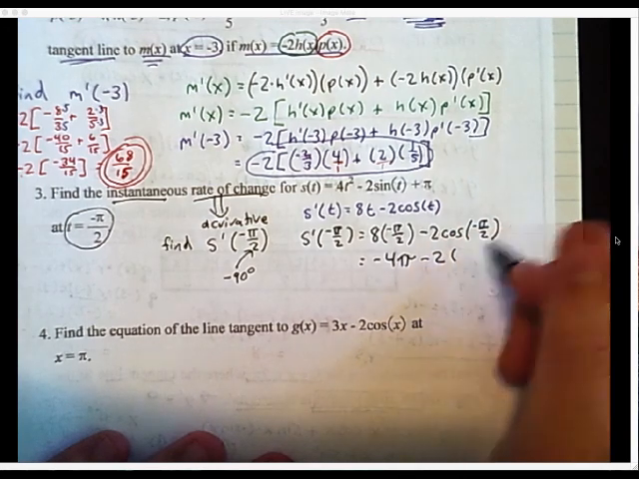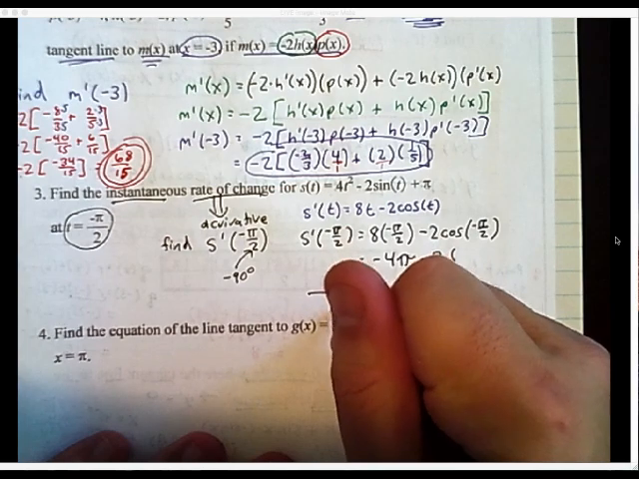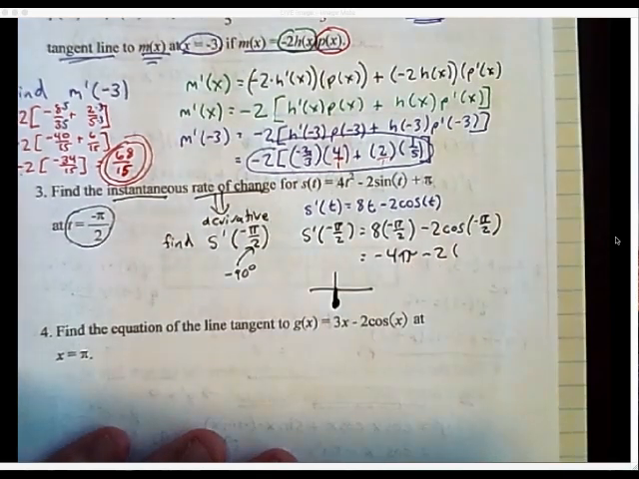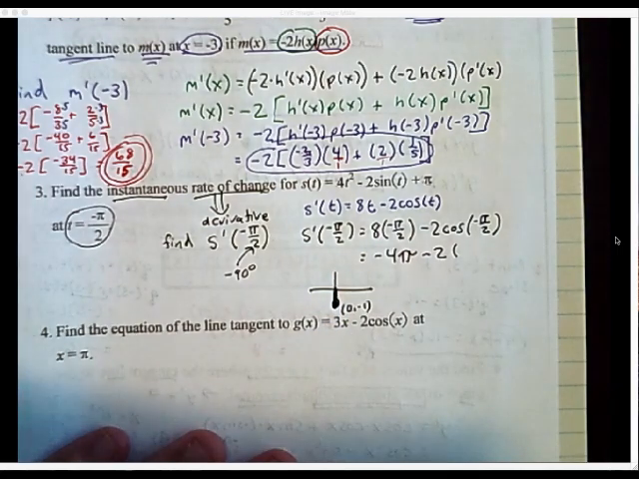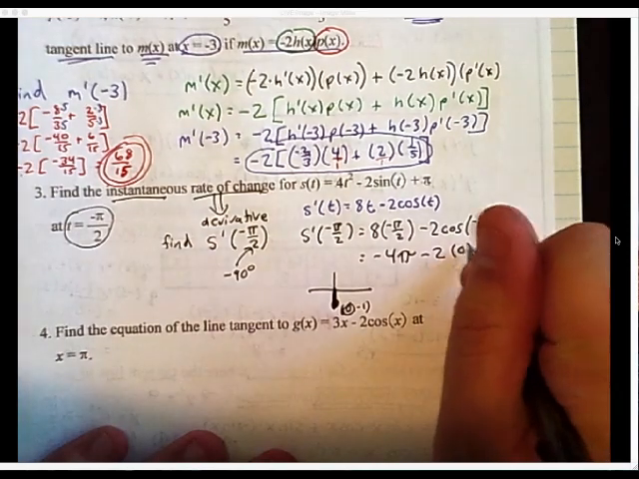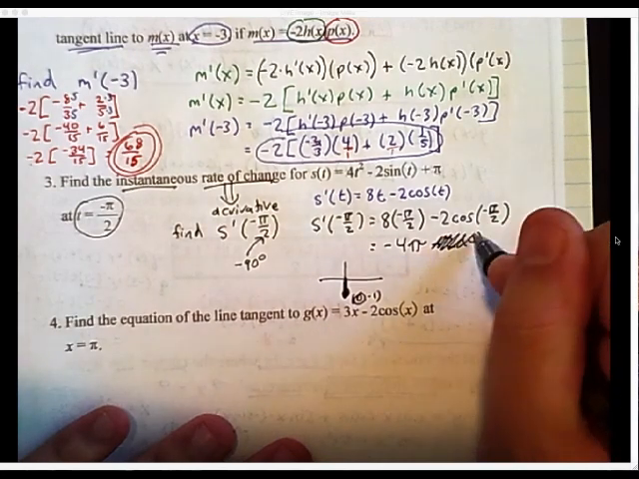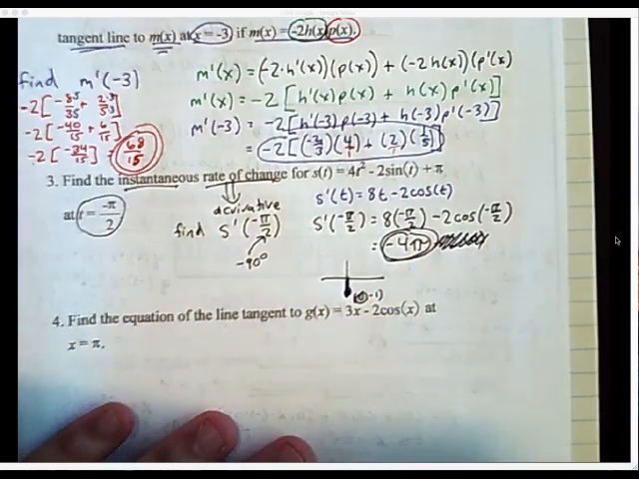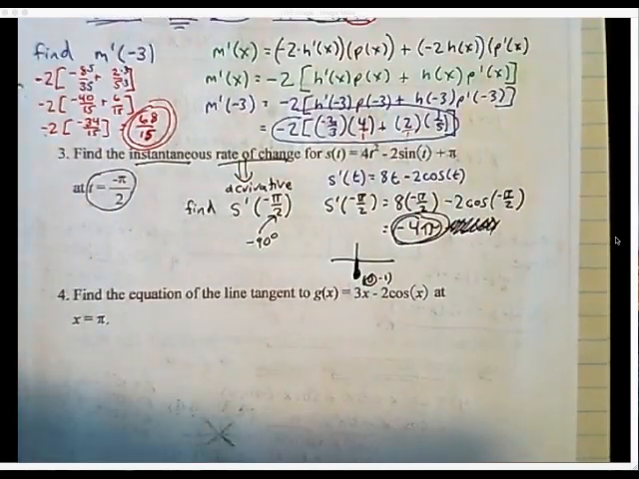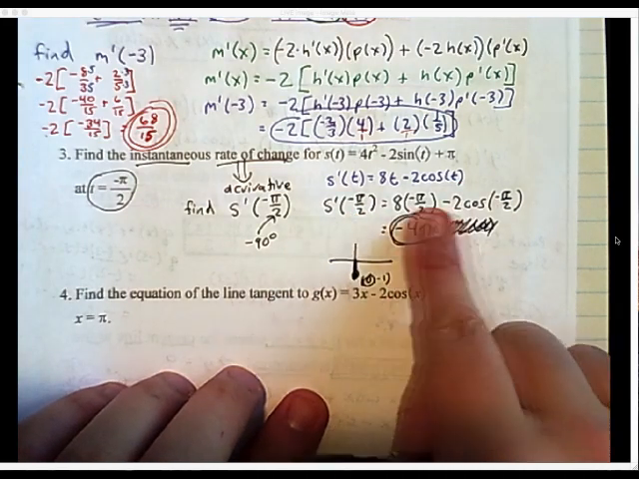Minus 2, and think about the cosine of negative 90. Negative 90 is down here on the unit circle. Okay. If you think about that point, it's 0, negative 1 on the unit circle. That's the cosine value. It's 0. Okay. Negative 2 times 0 is simply 0. So my answer here is negative 4 pi. Here was the derivative function when I plugged in negative pi halves. That's what came out.